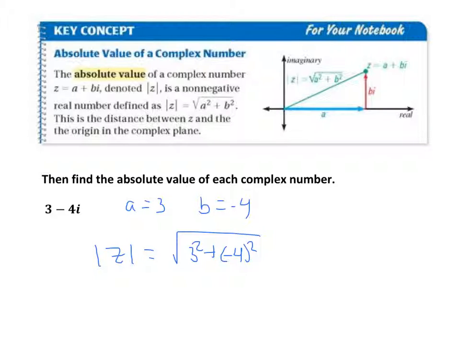Okay? So you would get the square root of 9 plus 16, equals the square root of 25, which is 5. So the absolute value of 3 minus 4i is 5.